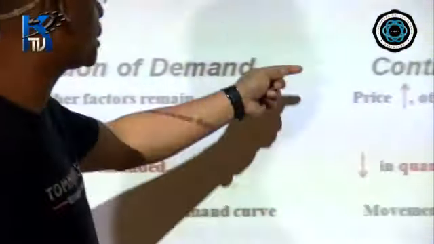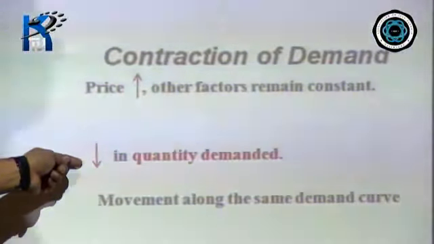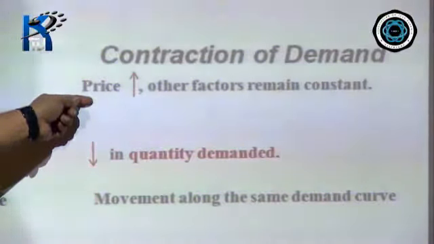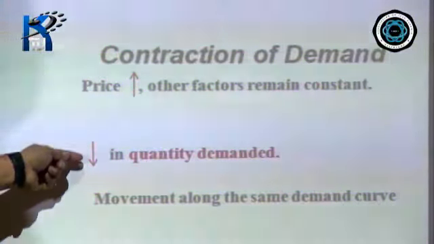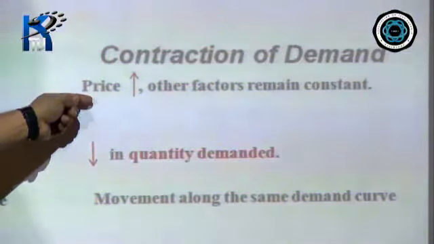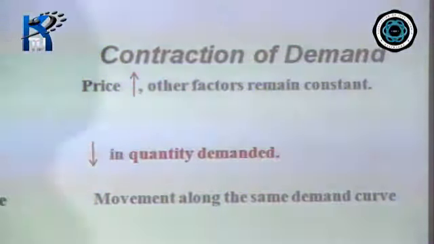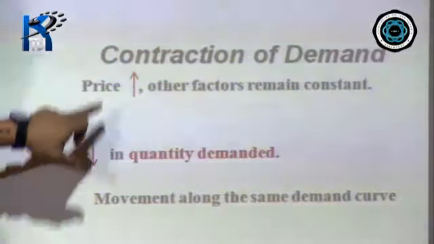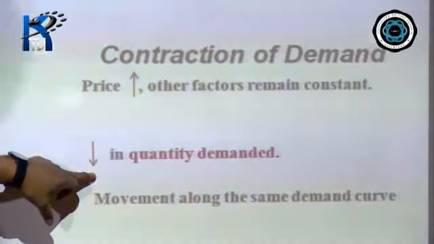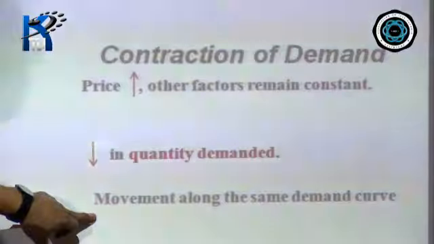Similarly, contraction, decrease in quantity demanded. Decrease in quantity demanded takes place when there is an increase in the price. Because when the price increases, only then is there a decrease in the quantity demanded. So, when the price increases, all the other factors remaining constant, ceteris paribus, that is, income will not change, price of related goods will not change, etc. When the price is increasing, there is a decrease in the quantity demanded. When there is a decrease in the quantity demanded, there is movement along the same demand curve.